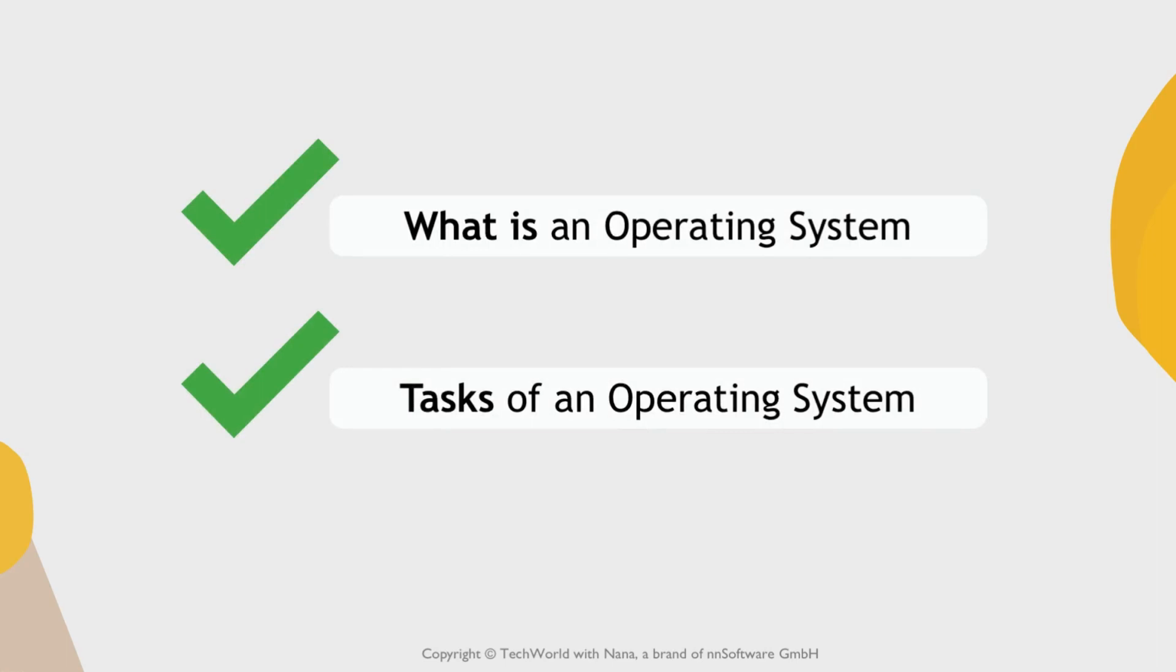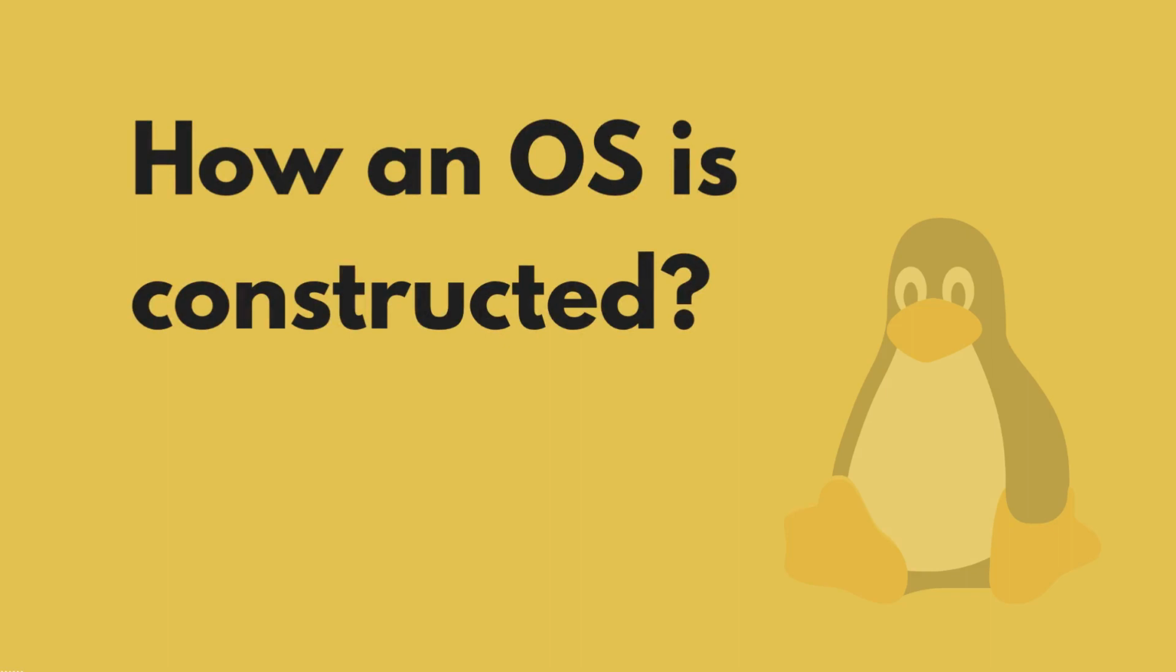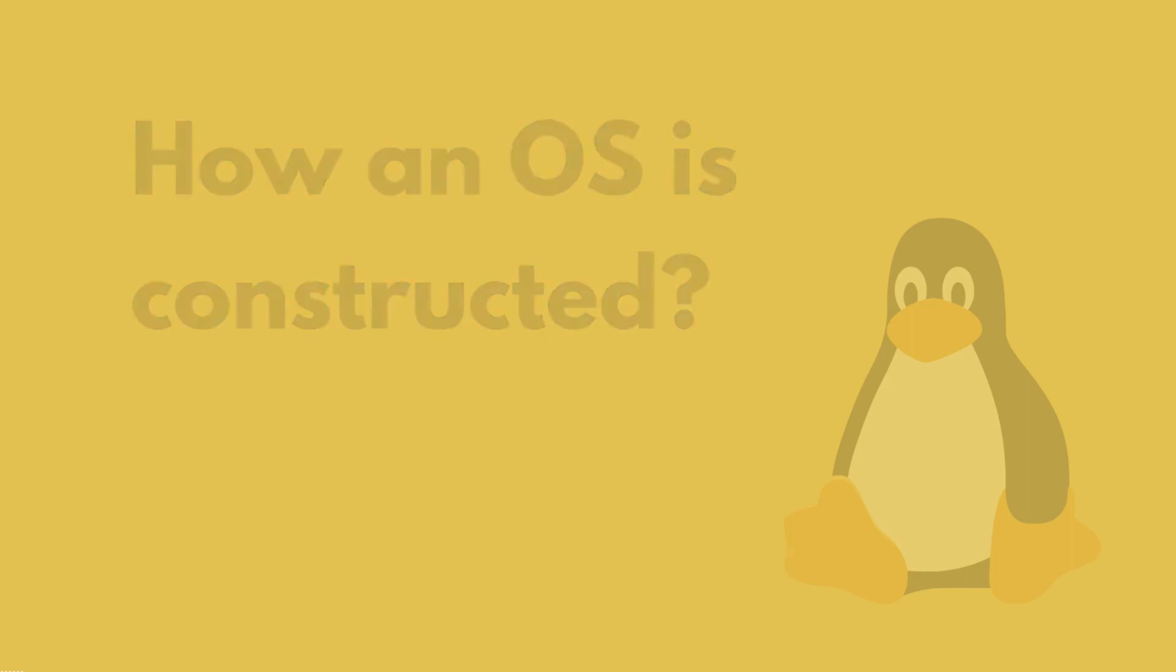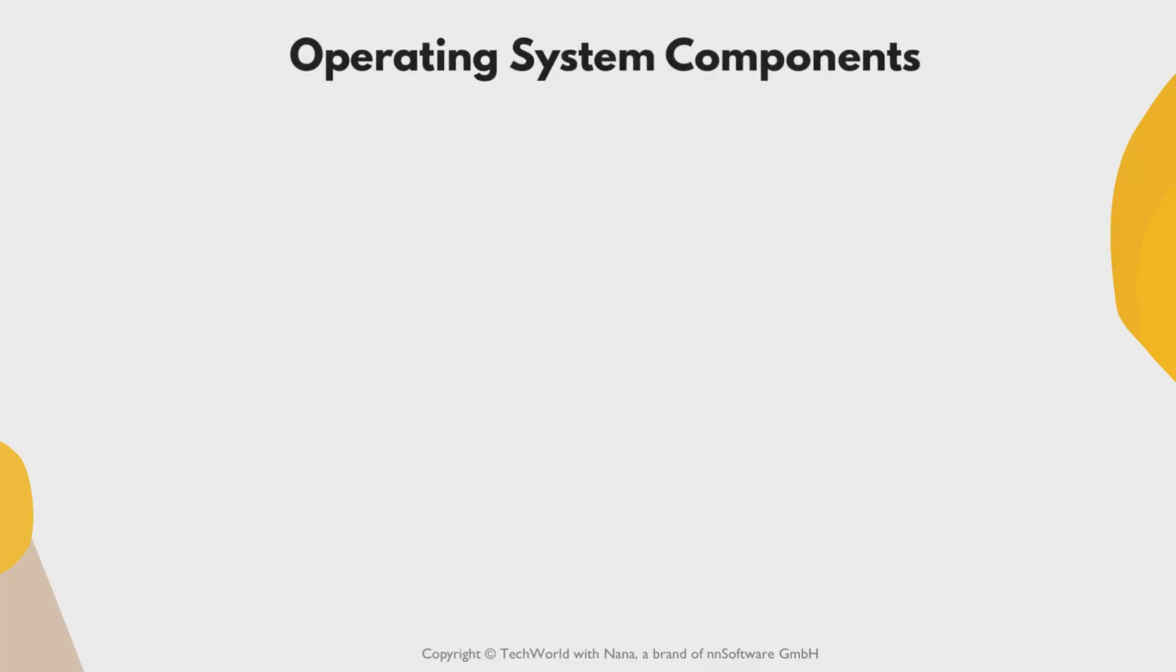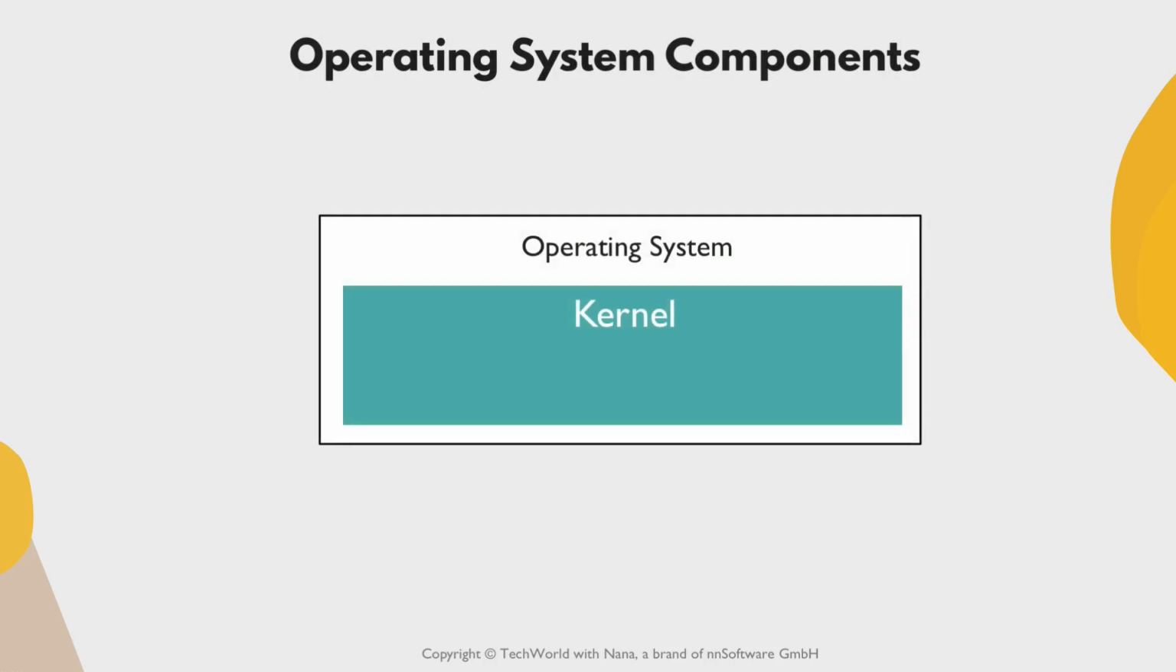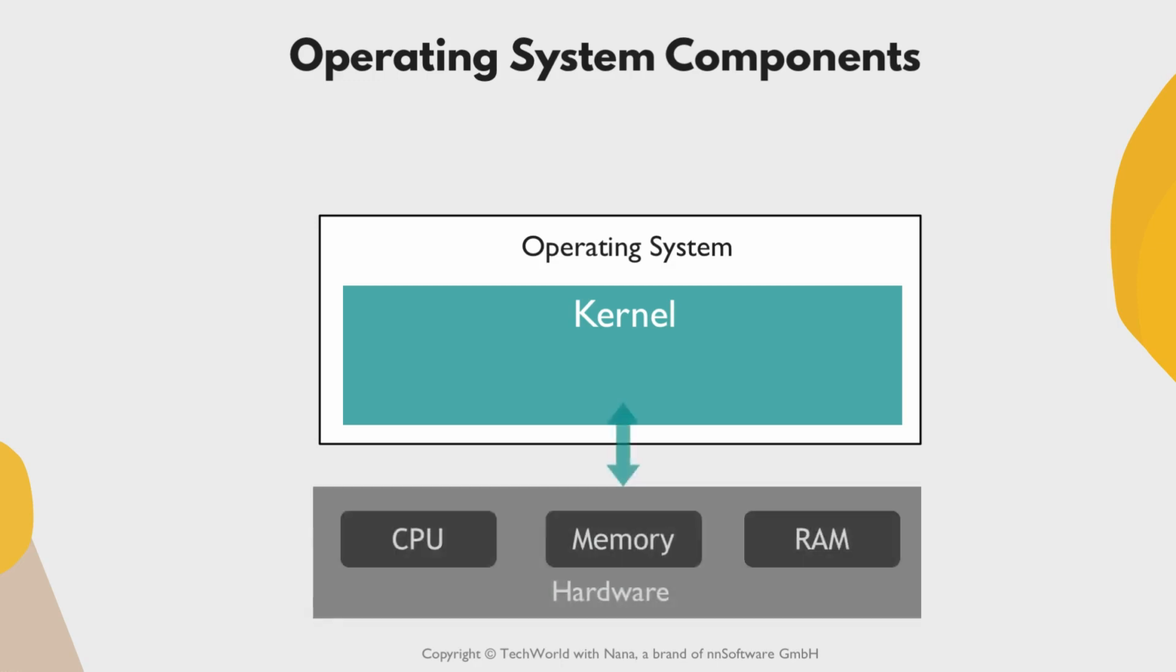Now that we understand what an operating system is and what its tasks are, let's see how an operating system is constructed or made up. At the core, an operating system has a kernel, like the Linux kernel, for example. This is the part of an operating system that loads first when you turn on a computer. This is the heart of every operating system, responsible for managing the hardware components, again, CPU, memory, RAM. And different operating systems may have different kernels.